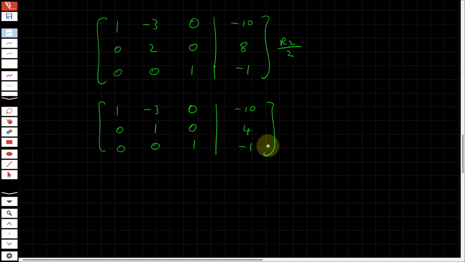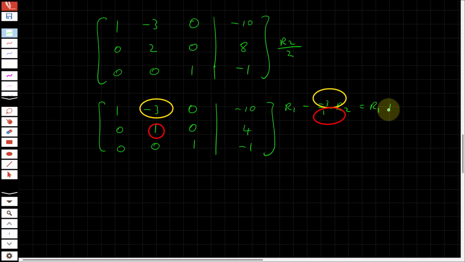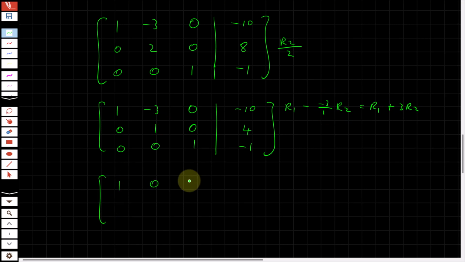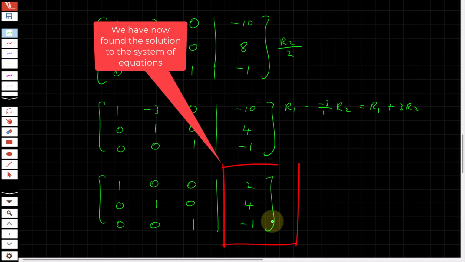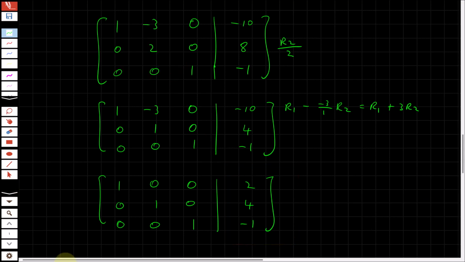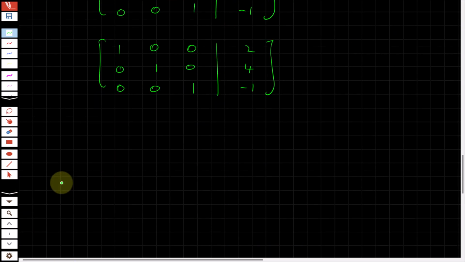So we need to now zero out that negative 3 above the pivot there. To do that, we take row 1, take away negative 3 divided by the pivot, which is 1, times row 2, the pivot row. And that will give us a 0 there. We have now reduced the matrix to reduced row echelon form, and we're ready to show the solution.